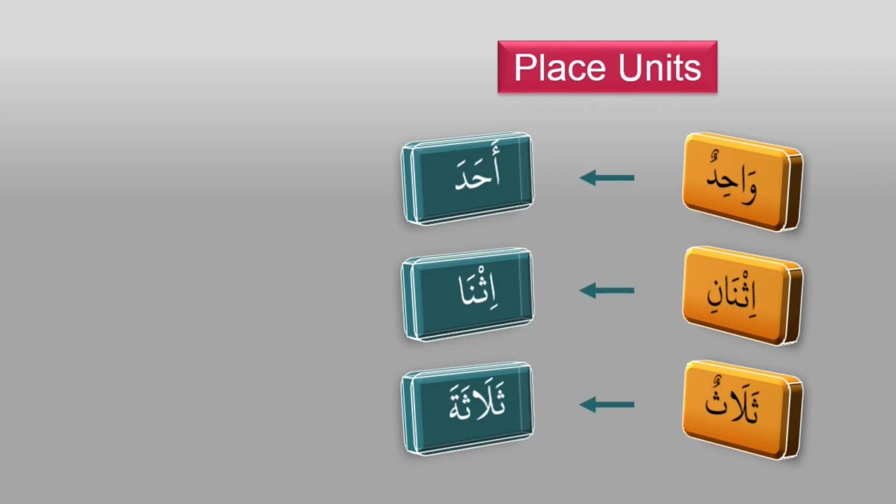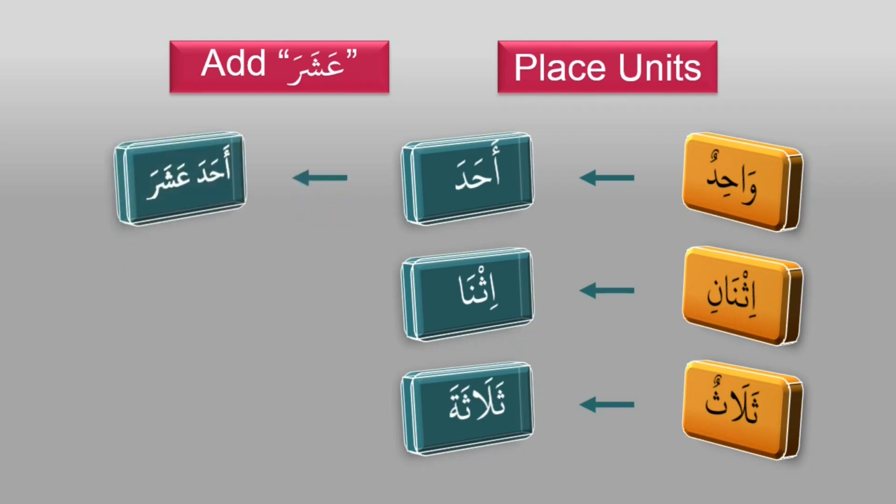Secondly, we are going to place Ashara at the end. So Ahada, we add Ashara, we get Ahada Ashara. So 11 is Ahada Ashara. So this is the process. First we transform number 1 to Ahada, and then we add Ashara. It became Ahada Ashara, 11.